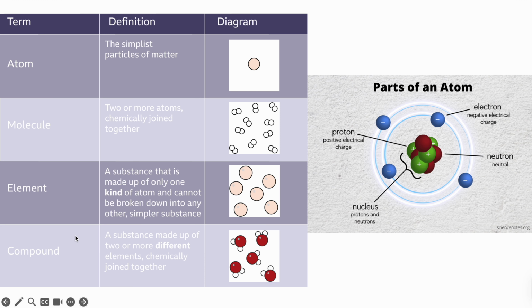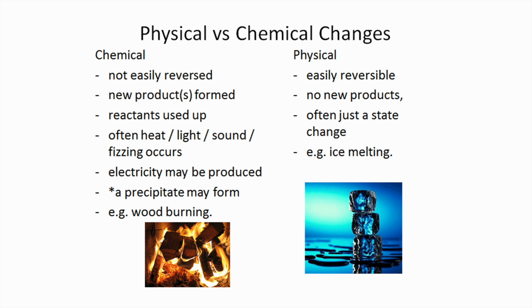Lastly, we're going to look at a compound. A compound is a substance made up of two or more different elements chemically joined together. Here, it resembles the compound of water, where you have two hydrogen atoms, which would be the white atoms right here, and the big red one would be your oxygen. In this case, what two elements did we use? Hydrogen and oxygen.